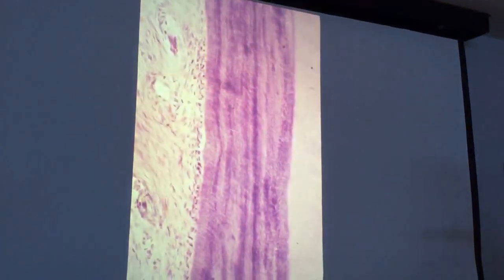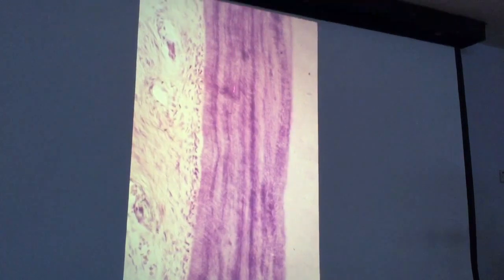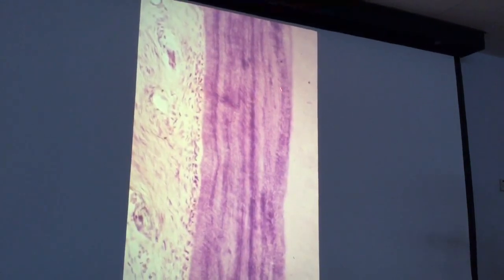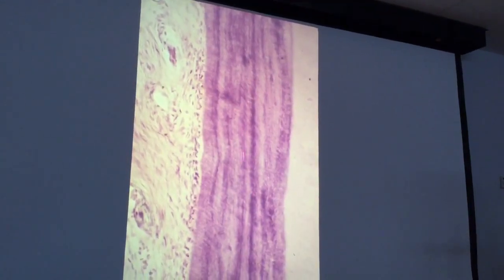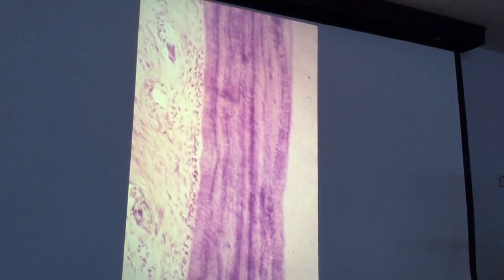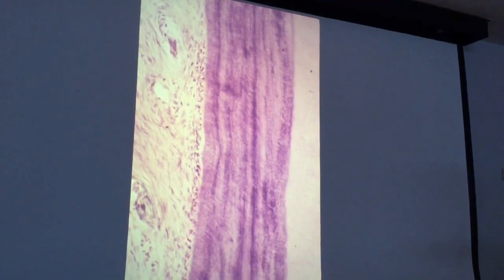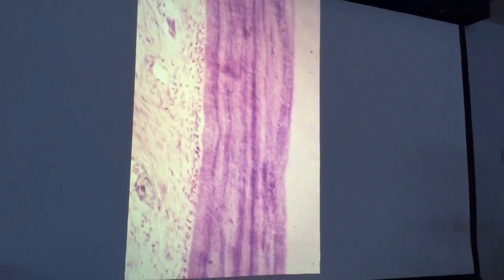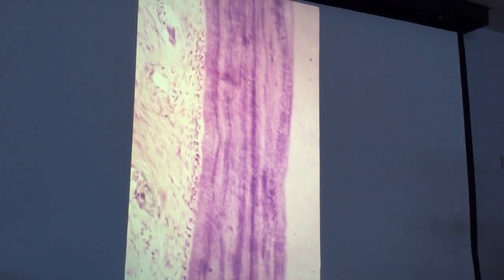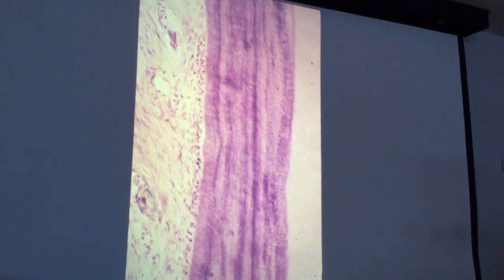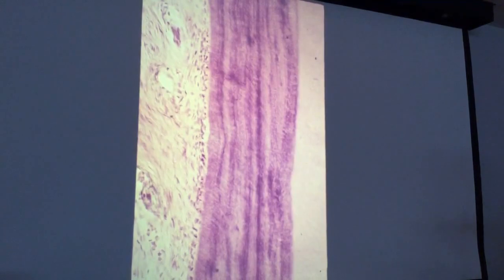Okay, and how about this tissue right here? What is this? Acellular cementum, and what are these? Incremental lines. And we have a layer of cells right there. Those are probably what kind of cells? Cementoblasts. And what do we have right there? Yeah, oblique fibers of the PDL.